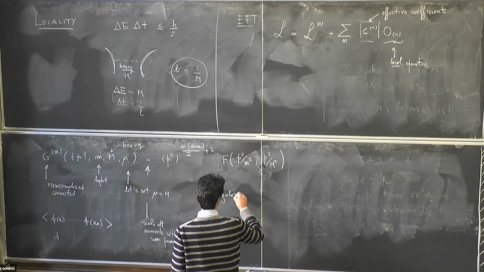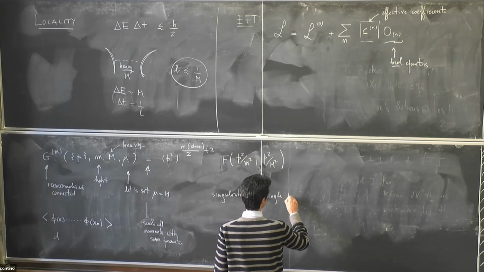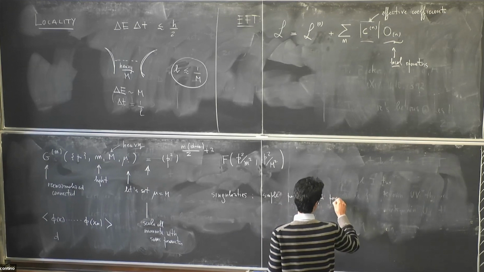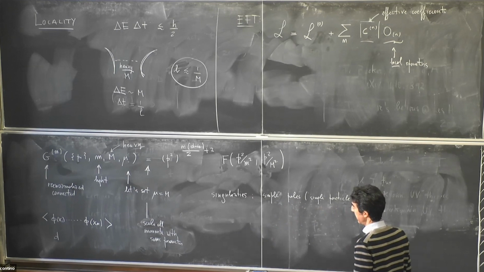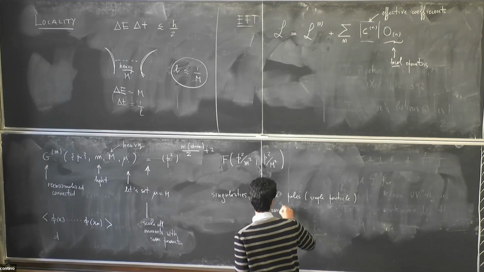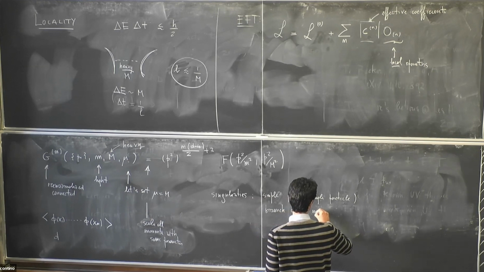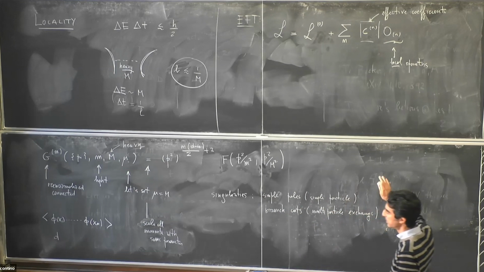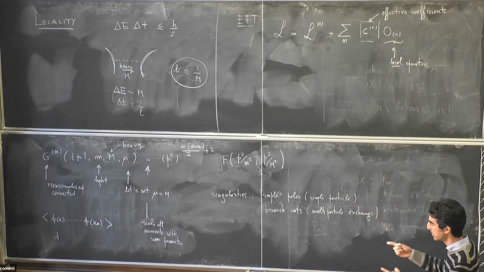And the singularities, as you know, are coming from single poles, so simple poles from single particle exchange. And then there are branch cuts from multi-particle exchange. I'm going to do an example of a two-to-two scattering amplitude, and there it will be more clear.